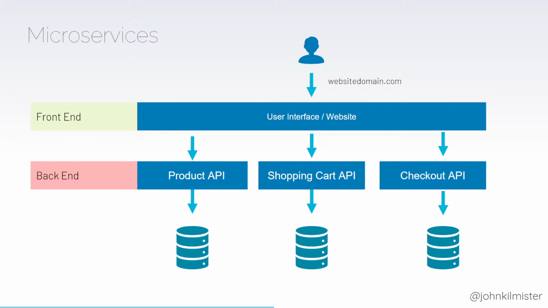So the product API can be owned by an individual team. But the challenge is the front end still needs to be modified for most features. And the front end is still a monolith. And this could be quite large with thousands and thousands of pages. So how do we go and break the front end up?